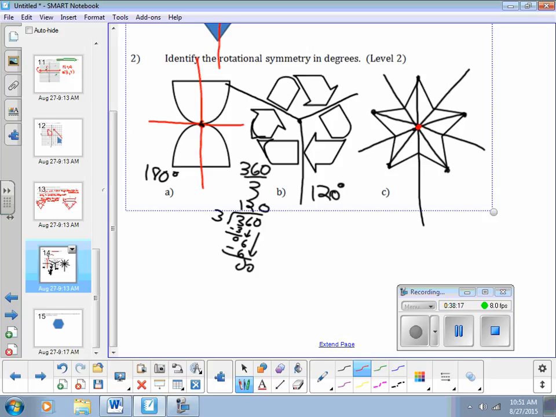How do I figure out these angle rotations then? Divide 360 divided by 5. That's 360 divided by 5. 5 goes into 36, 7, with the remainder of 1. And then 0. 5 goes into 10, 2. So the angle of rotation is 72 degrees. Okay, you guys getting the hang of that? Yeah.